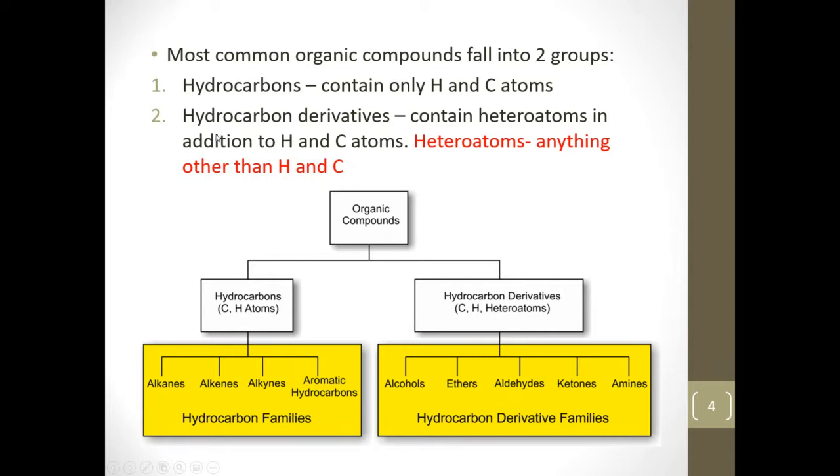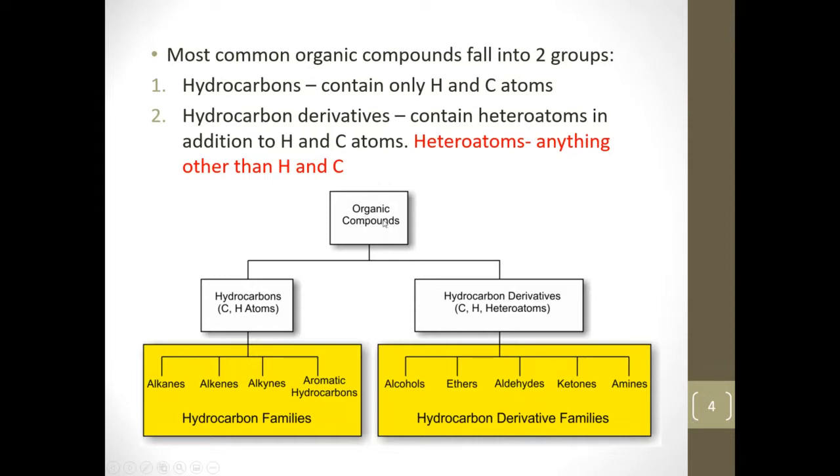And then the second group, the focus for today's presentation, is hydrocarbon derivatives. These contain heteroatoms that we mentioned before, which are something other than hydrogen and carbon, in addition to those hydrogen and carbon atoms that we studied earlier. So again, heteroatoms are anything other than hydrogen and carbon. And we looked at, I believe in the previous ILM, things like bromine, chlorine, fluorine. Doesn't matter necessarily what it is, it's just anything other than hydrogen and carbon.